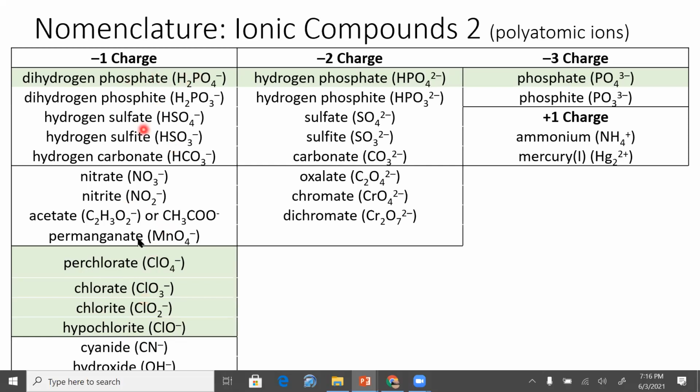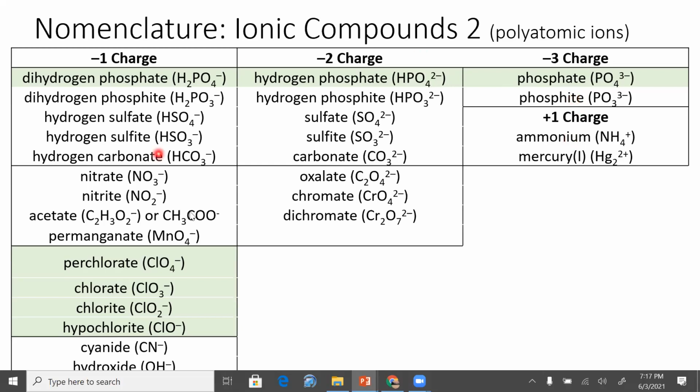But all of these ions in this first column, they all have a minus 1 charge. The ones that are listed in this second column, they all have a minus 2 charge. Let's look at this one, sulfate and sulfite. Sulfate is SO4 with a minus 2 charge. Sulfite just has 1 less oxygen, so SO3 with a minus 2 charge. Then minus 3. Phosphate is PO4 with a minus 3. Phosphite just has 1 less oxygen, so PO3 minus 3.